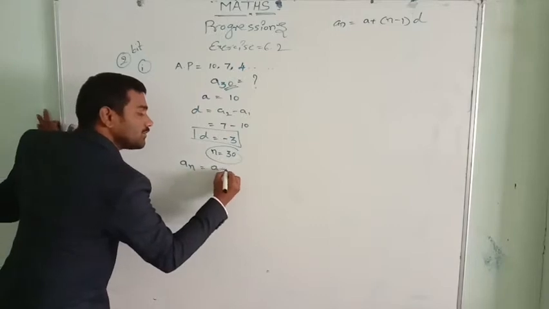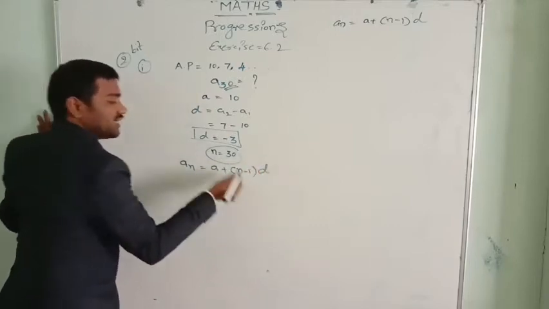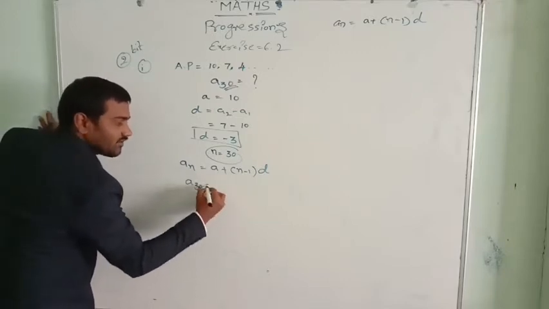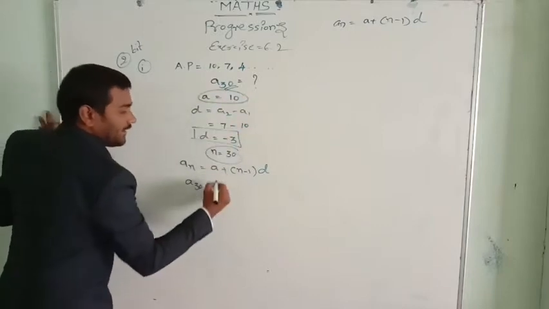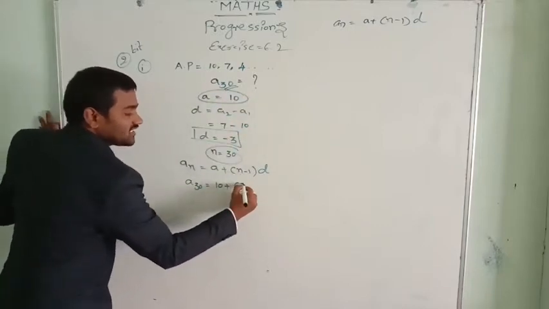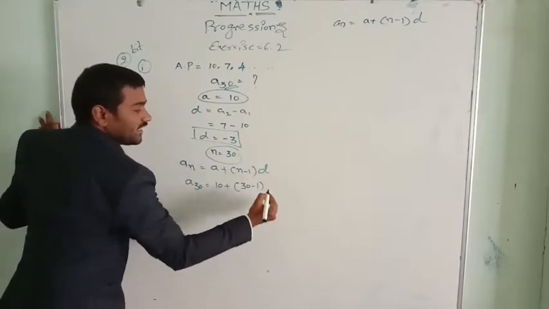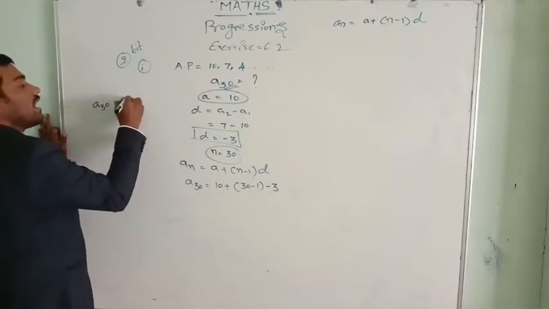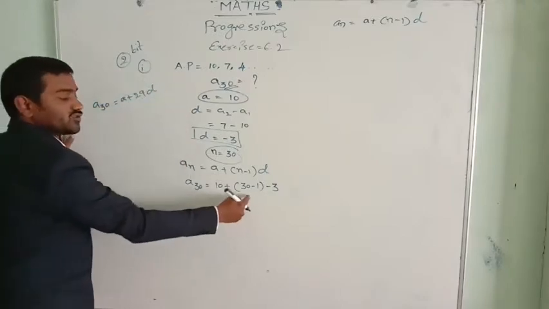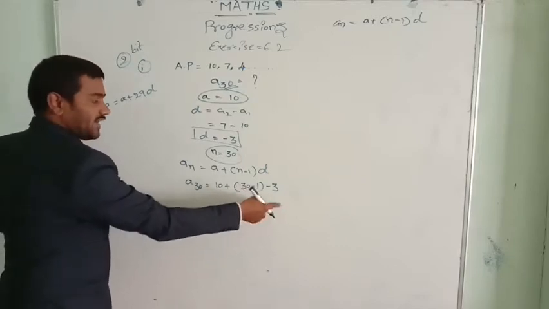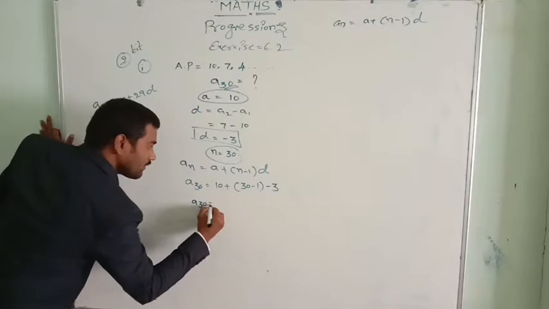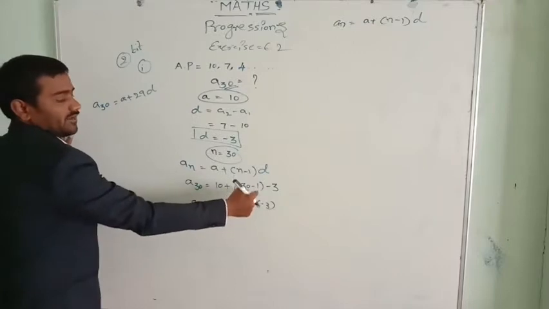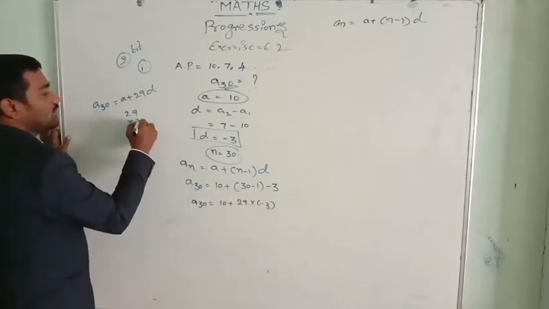That is An equals A plus N minus 1 into D. Let us take this formula now. As we know, A30 is here, N equals 30. That equals the A value we got, that is 10, plus N value 30 minus 1 into the D value, minus 3. So A30 equals, directly we can write, A plus 29 into D. 30 minus 1 is 29. So A30 equals 10 plus 29 into minus 3. So 29 into 3.